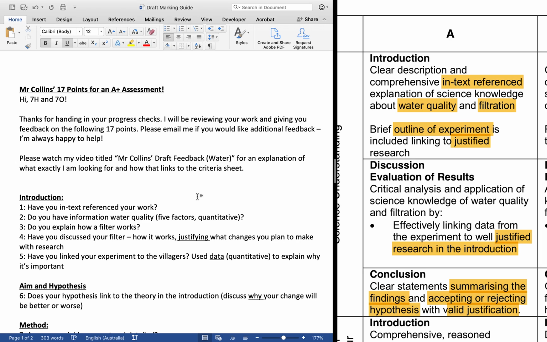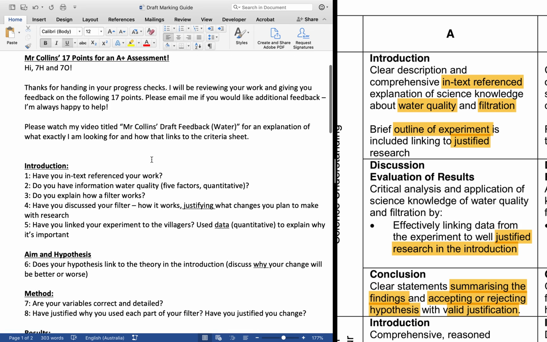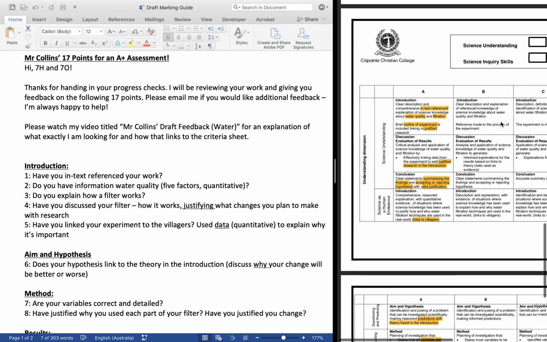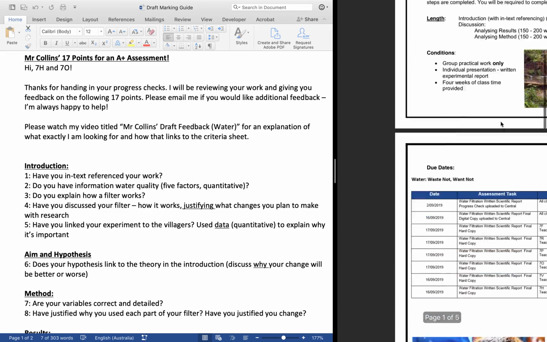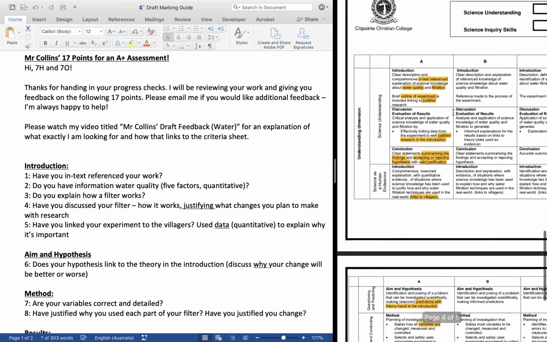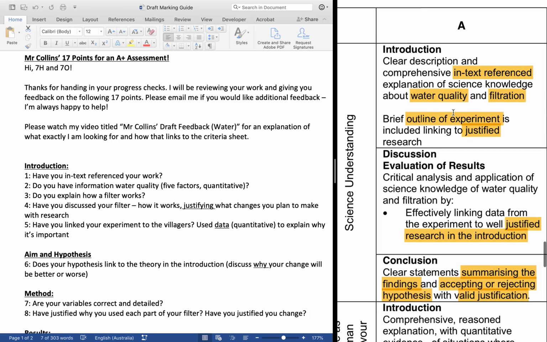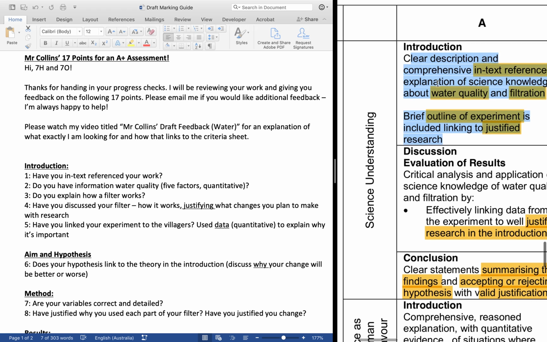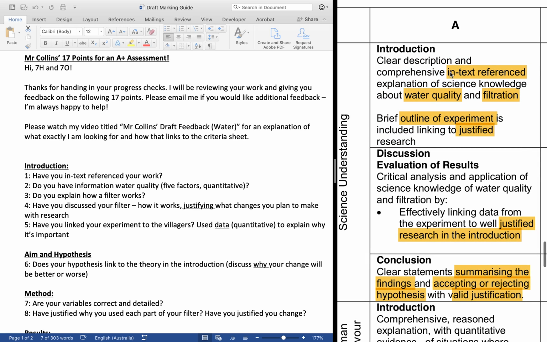So, first of all, in the introduction, it's the first section, have you in-text referenced your work? Now, why is this important? Let's look at the criteria sheet here. If you look at the criteria sheet, and this is the criteria sheet that you've all been given from the start, you'll see that the first point here under introduction is a clear description and in-text referenced explanation of scientific knowledge. See that word in-text reference there?